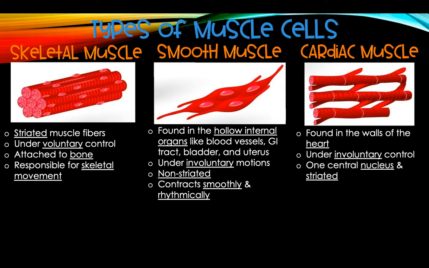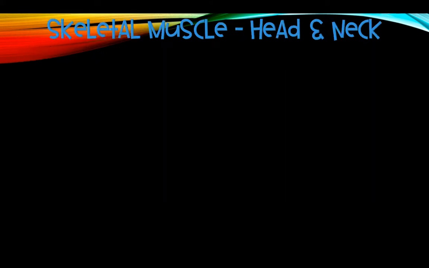This is what pumps blood through your body. Like I said, it's got one central nucleus and it's striated. So it's a combination of both. And it contracts strongly and rhythmically. So that means that it's doing a lot of work. So it's the workhorse of your body. It's pumping blood constantly and rhythmically. That's the da da da in your heartbeat. That's cardiac muscle at work.